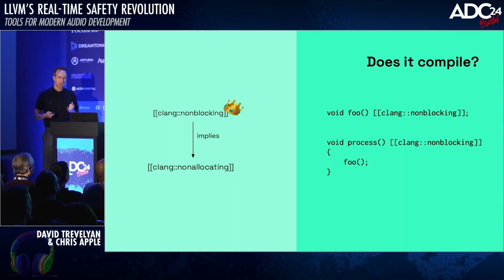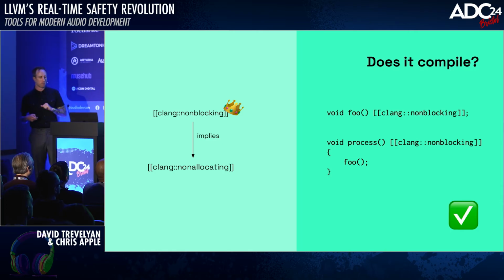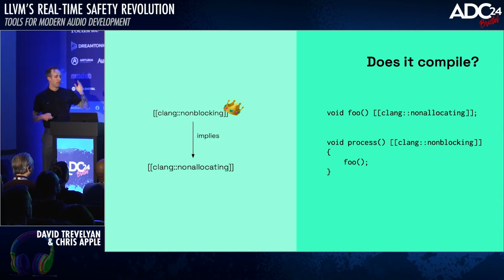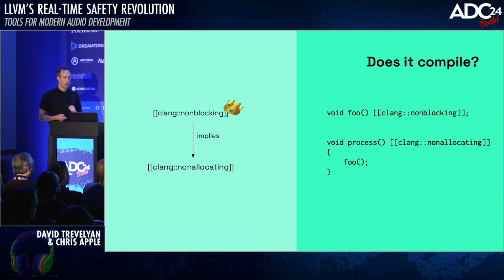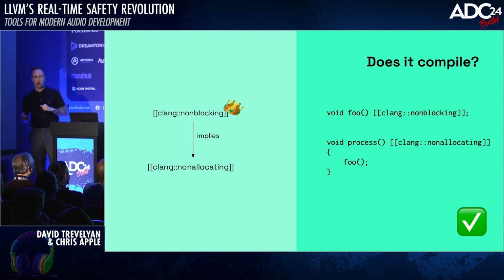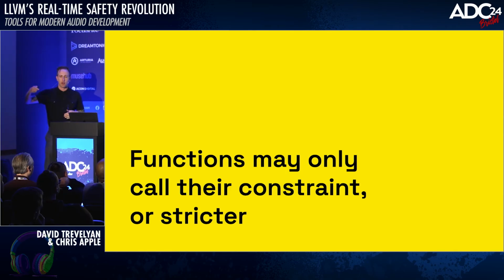To see a couple iterations of this, process block that's marked non-blocking can call foo, which is marked non-blocking. A process block marked non-blocking cannot call a function marked non-allocating, because this is moving to a less strict constraint. And last but not least, process marked non-allocating can call foo, which is non-blocking, because this is moving to a more strict constraint. So just keep this in mind that functions can call their constraint or stricter.